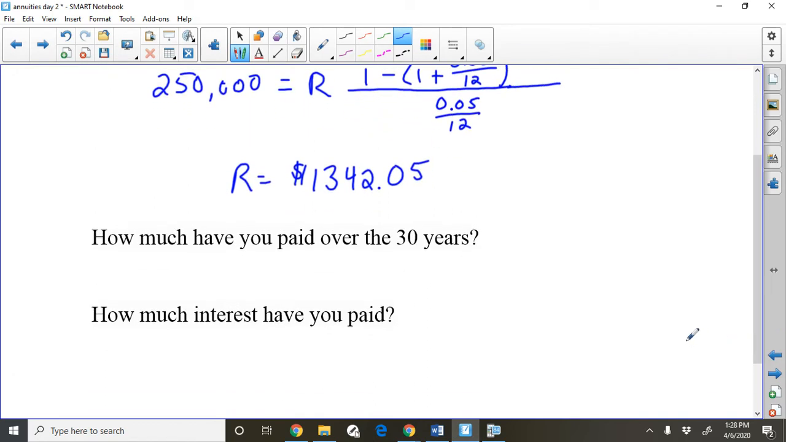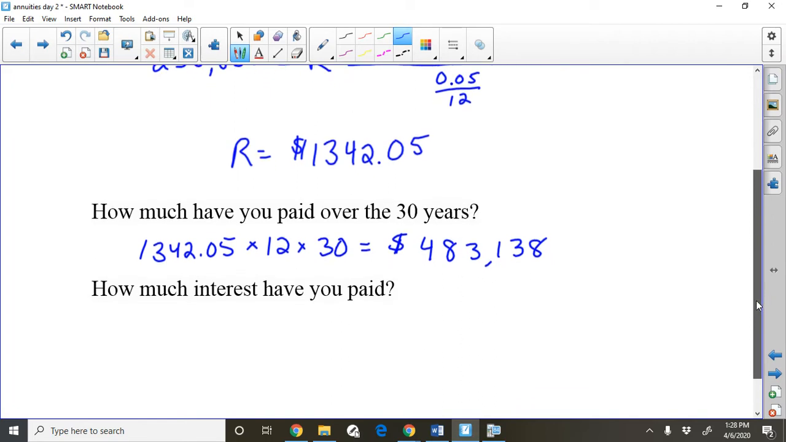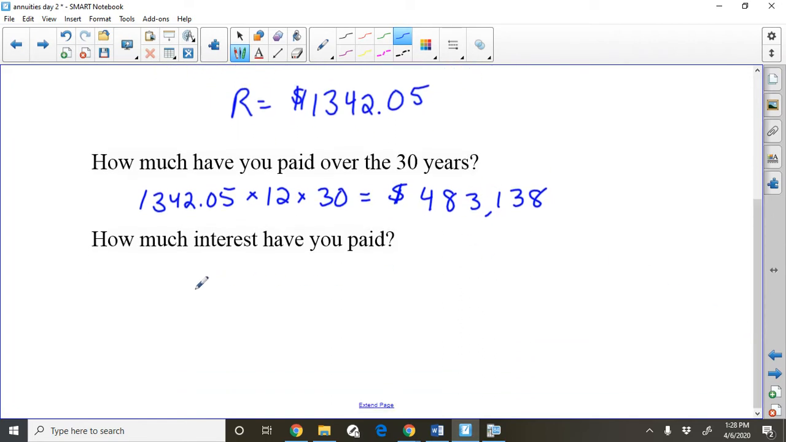So the next question is, how much will you have paid over the 30 years? Every month you send them $1342.05 for 12 months a year for 30 years. When we multiply this all together, we get $483,138. Remember, the purchase price was $250,000. Over the 30 years, you have paid $483,138. Everything above the $250,000 is interest that you've paid.